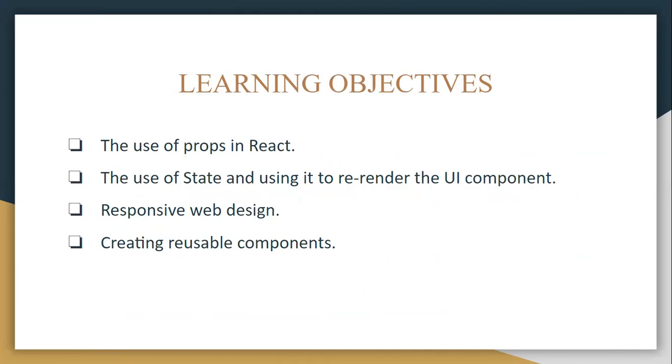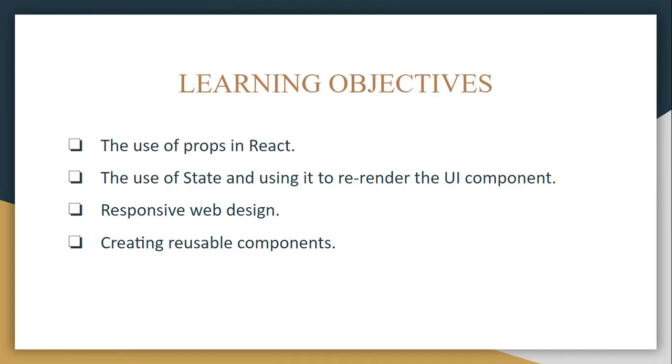While attempting the project, we had 4 learning objectives in mind. The first one, the use of props in React. Props, short for properties, are a way to pass data from parent components to child components. We will use props to pass information from parent components to child components.